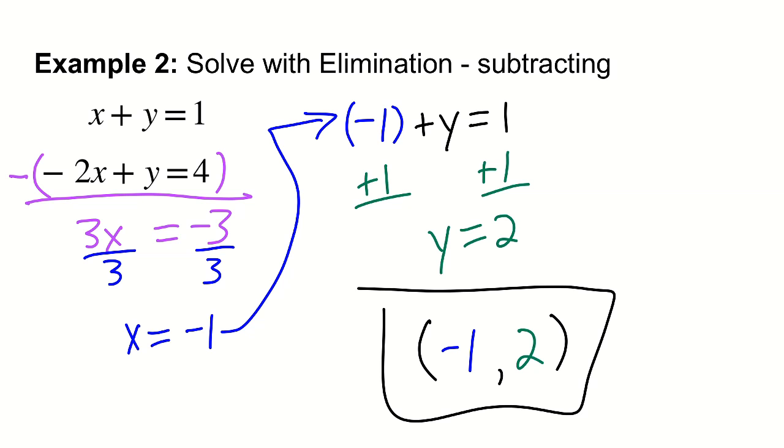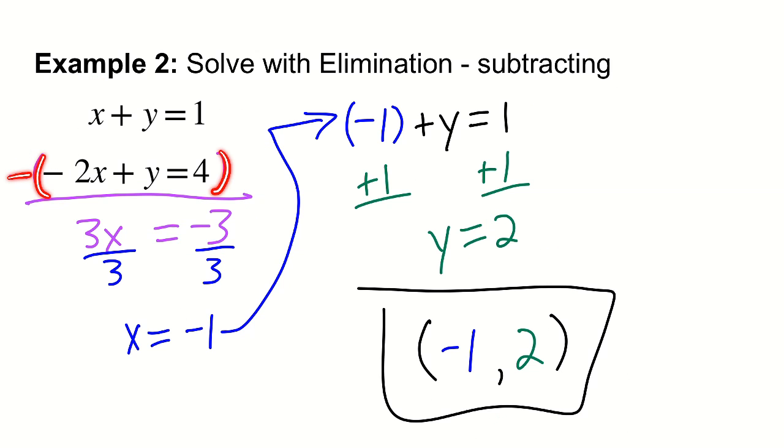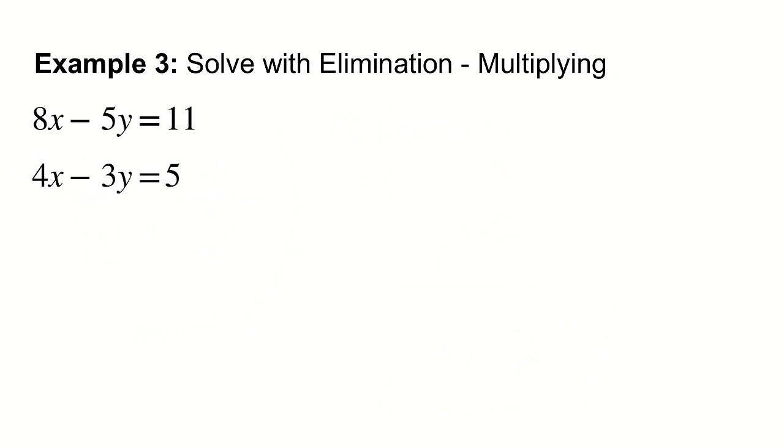Okay, so on the first one, we saw that we can add two equations to eliminate a variable. On the second one, we can subtract one equation from the other to eliminate a variable. On this one, there's something else we can do. Why can we not add or subtract here? What's the problem?